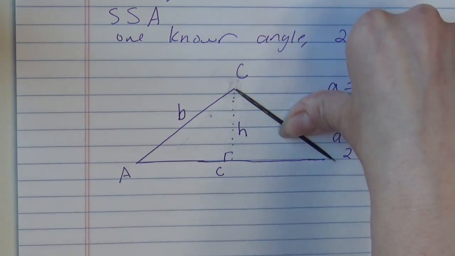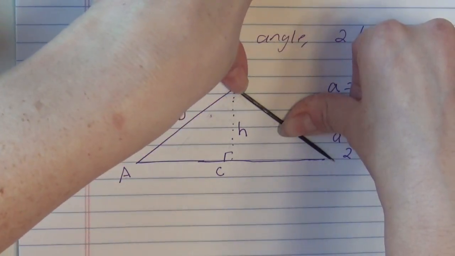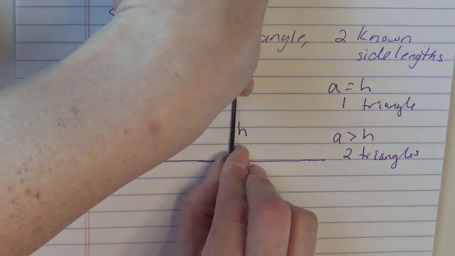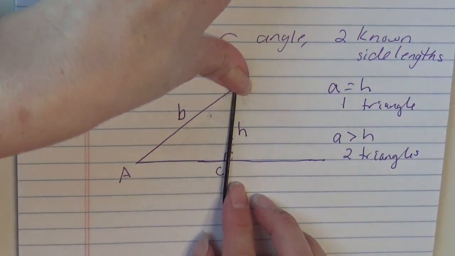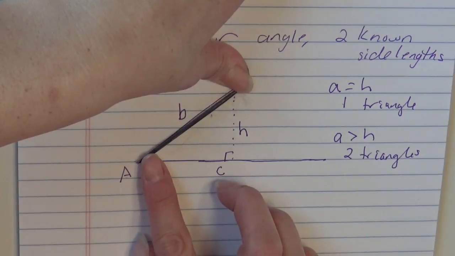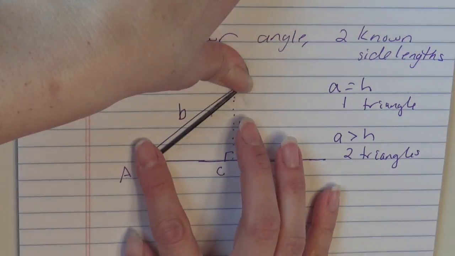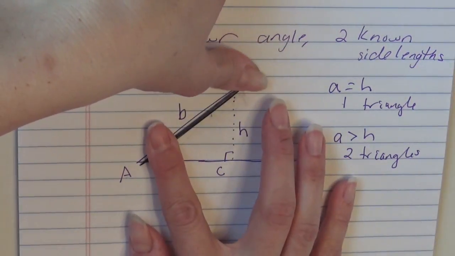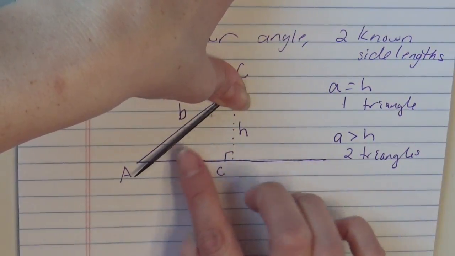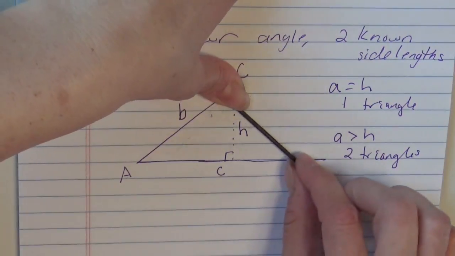Can I get a second triangle if my side A is longer than side B? Well, if I rotate it back this way, if side A is longer than side B, then you're not going to be able to create a second triangle from it. And that's what's happening here. So my side A is longer than side B, so when that happens, I've only got one triangle that's formed like this.